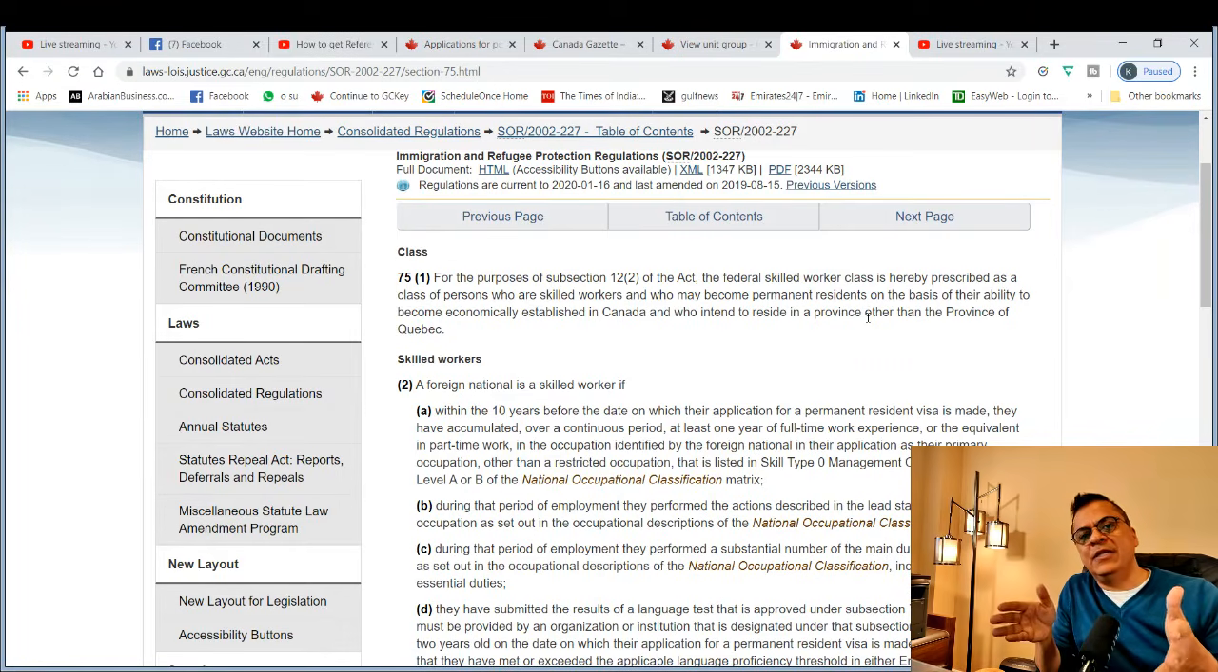A lot of people ask this, a lot of people get confused. For people who want to live in Montreal, who want to live in Quebec, Express Entry should not be their route for permanent residency. They should apply to Quebec's skilled worker program.